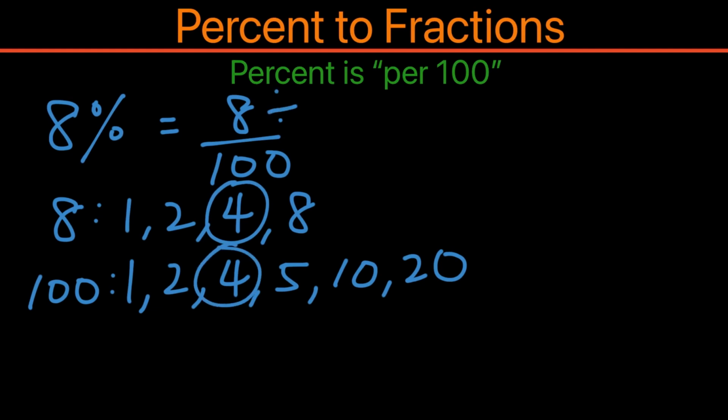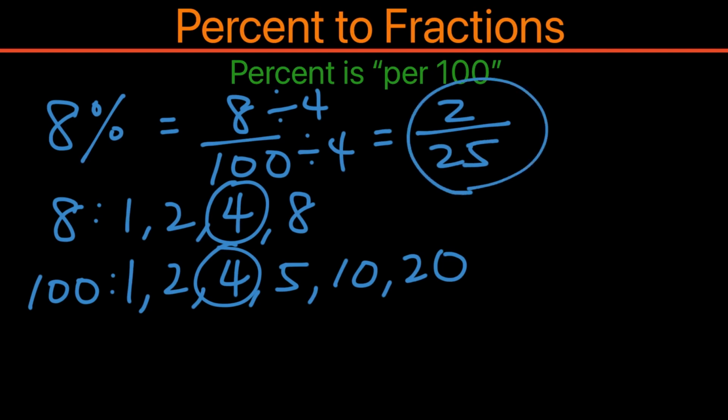So we can divide both by 4, and that gives us 2 over 25. And therefore, 8% is equivalent to 2 over 25.